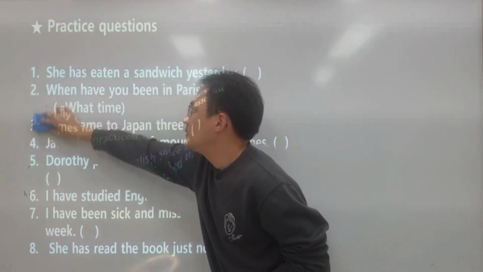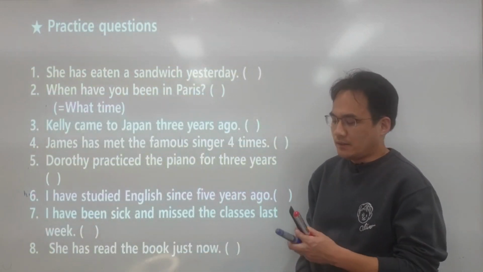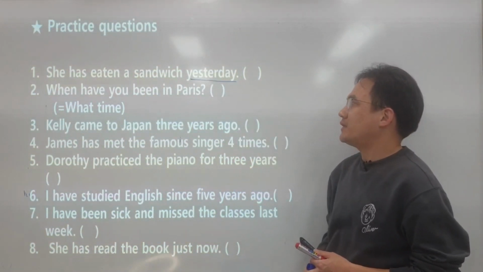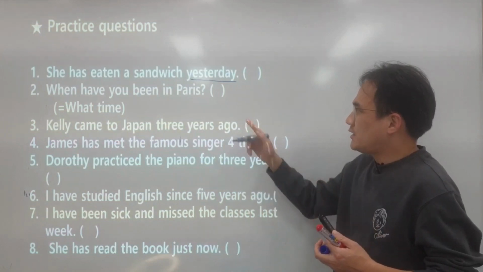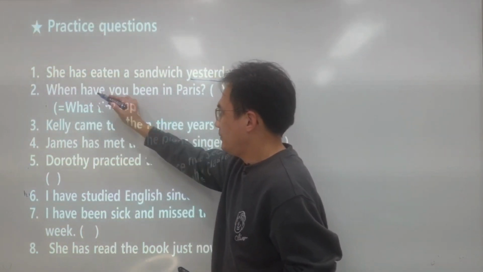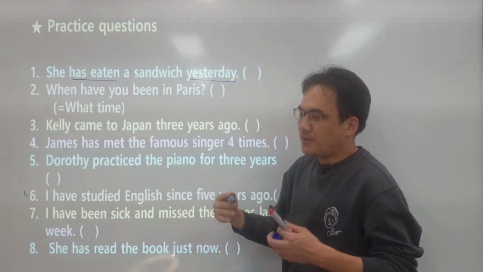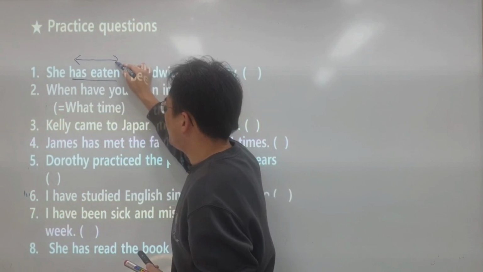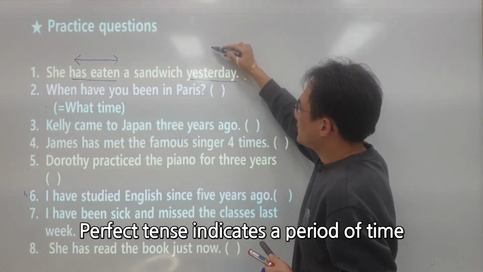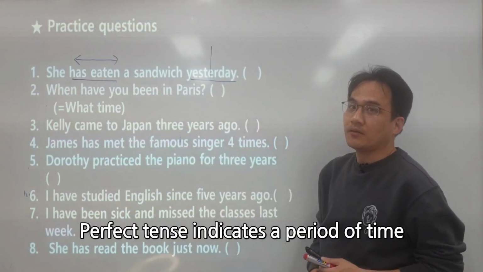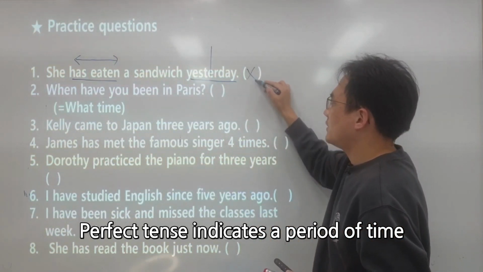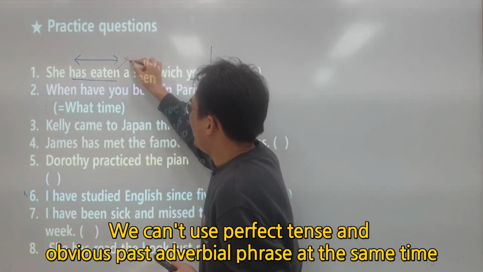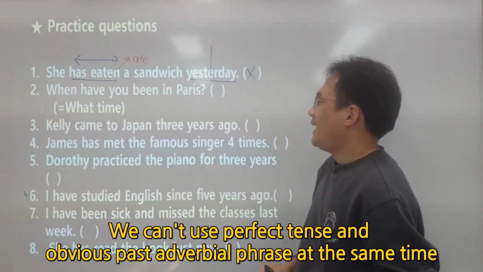Practice questions. She has eaten a sandwich yesterday. As I mentioned before, yesterday is just an obvious past adverbial phrase. It means just one point in the past, while have plus PP, perfect tense, usually indicates a period of time. It just indicates a period of time, while yesterday just indicates one point in the past. So we can't use both. So it's incorrect. So we have to change it from has eaten to ate. She ate a sandwich yesterday.